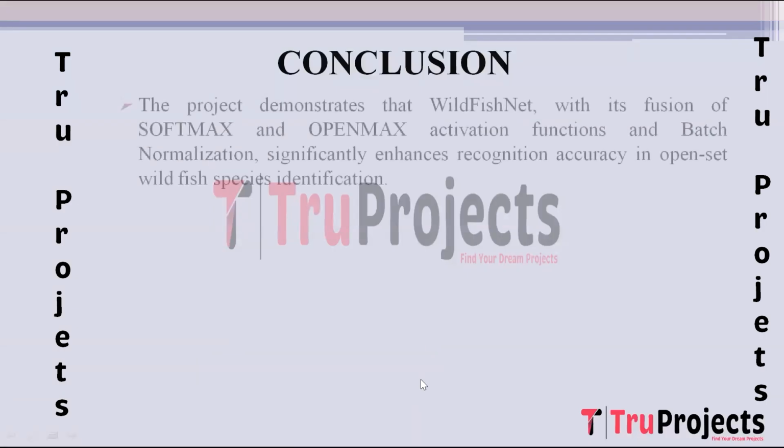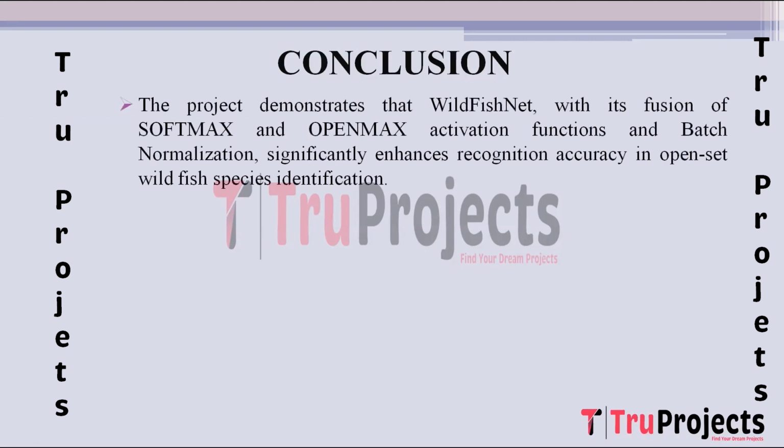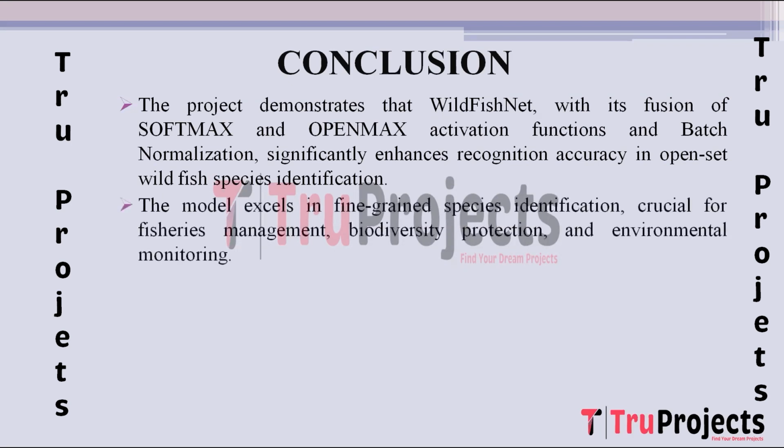The conclusion of the project is WildFishNet's fusion of softmax and openmax activation functions along with batch normalization significantly improves recognition accuracy in identifying open-set wildfish species. This innovation ensures more precise species recognition. The model excels in fine-grained species identification, a crucial aspect for effective fisheries management, biodiversity protection, and environmental monitoring. This capability supports the conservation and sustainable management of marine resources.